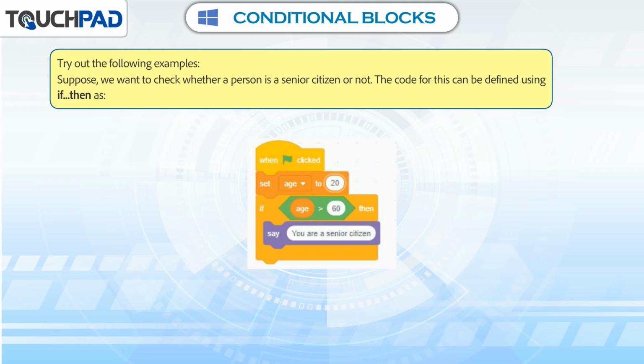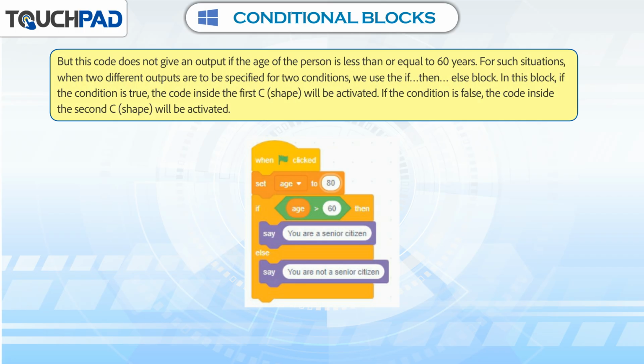Suppose we want to check whether a person is a senior citizen or not. The code for this can be defined using if, then. But this code does not give an output if the age of the person is less than or equal to 60 years. For such situations, when two different outputs are to be specified for two conditions, we use the if-then-else block. In this block, if the condition is true, the code inside the first C shape will be activated. If the condition is false, the code inside the second C shape will be activated.